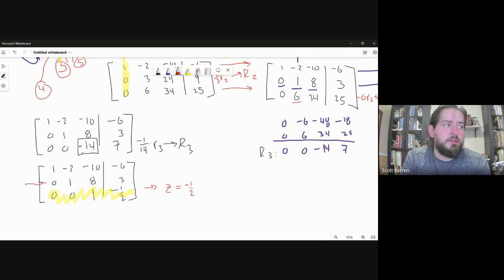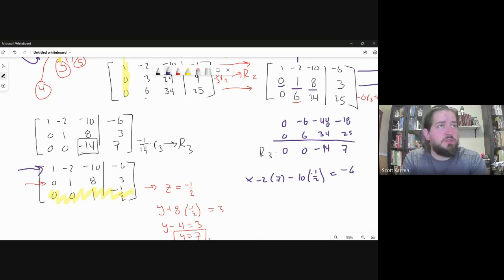The equation above it tells me that 1y plus 8z, but z is -1/2, is equal to 3. So that is to say 8 minus 4 is equal to 3. And so then if I add 4 to both sides, I get y is equal to 7. And then my last bit up here, this top equation tells me that x minus 2y, but y is 7, minus 10z, but z is -1/2, should equal -6. And so I'm just doing my back substitution, solving this.